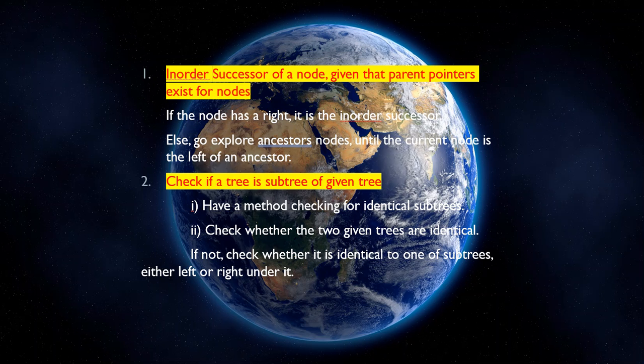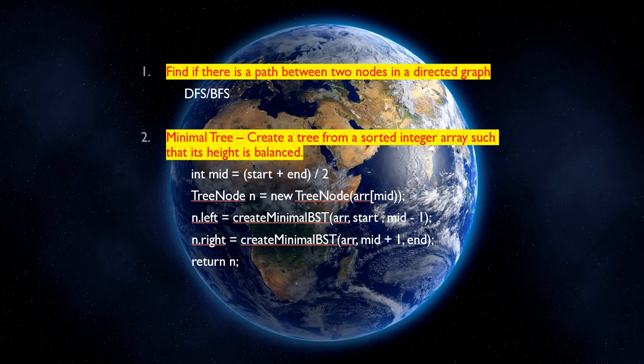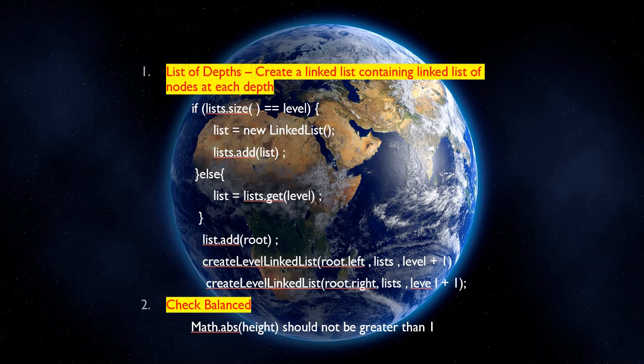So a recap. If there is a path between two nodes, you have to use DFS or BFS. To create a balanced tree from a sorted integer array, you expand from the middle onwards. For list of depths, you create a linked list of linked lists, and based on whether there is no linked list at that level or it is already there, you add the current node under inspection and call the function recursively for its left and right subtrees.